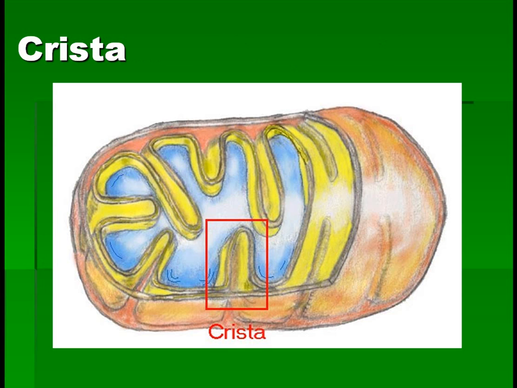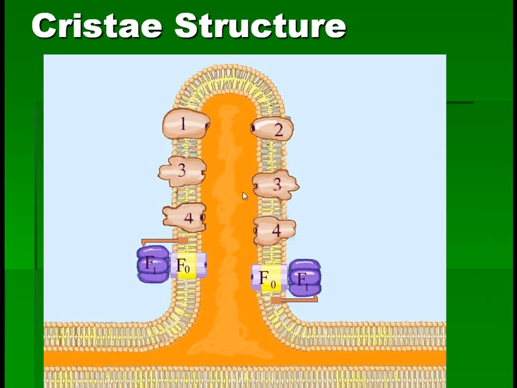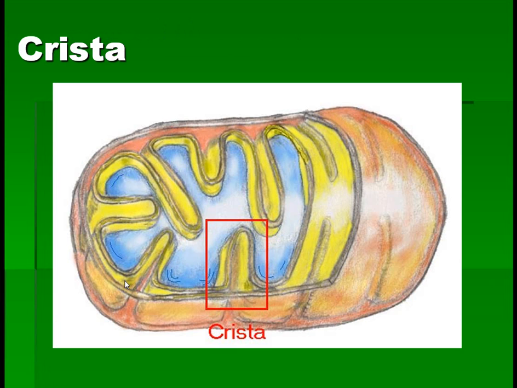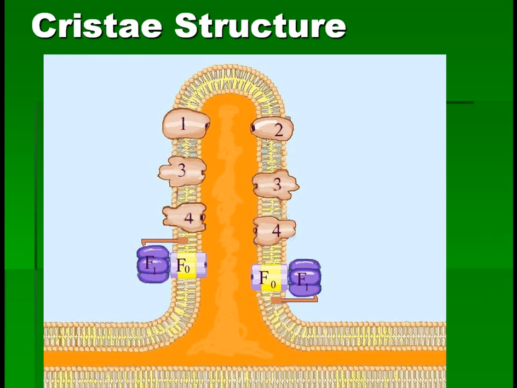If we examine the cristae real quick, we can see how it has all of these little folds within it. The NADHs and FADH2s are produced within the matrix of the mitochondrion. The cristae, however, has tremendous folds, and those folds actually have these cytochrome proteins embedded within them.